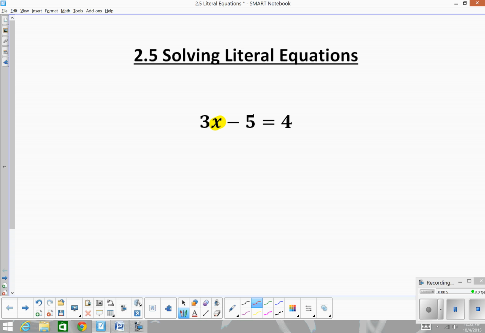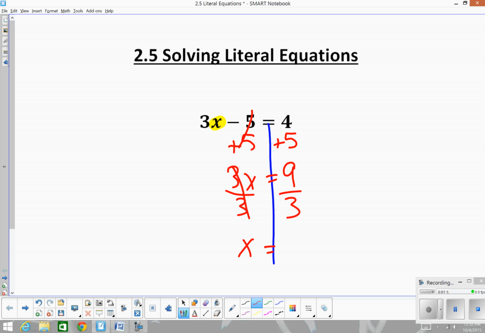Okay, so let's go back and talk about our skills that we've learned. We go ahead and solve multi-step equations. So when we solve a multi-step equation, we're going to draw a river, and we want to move everything away from that x. So the first thing we're going to do is add 5 to both sides. Okay, and we're going to have 3x equals 4 plus 5, which is 9. Last step, we're going to divide both sides by 3, and I'm going to have x equals 3.